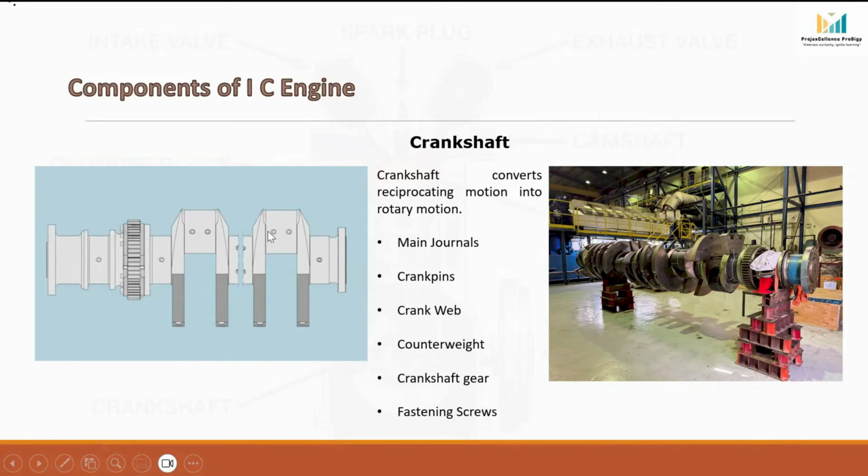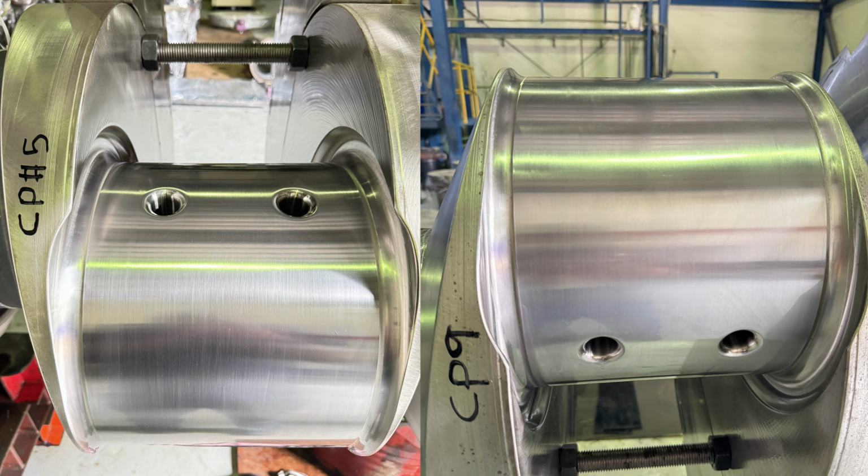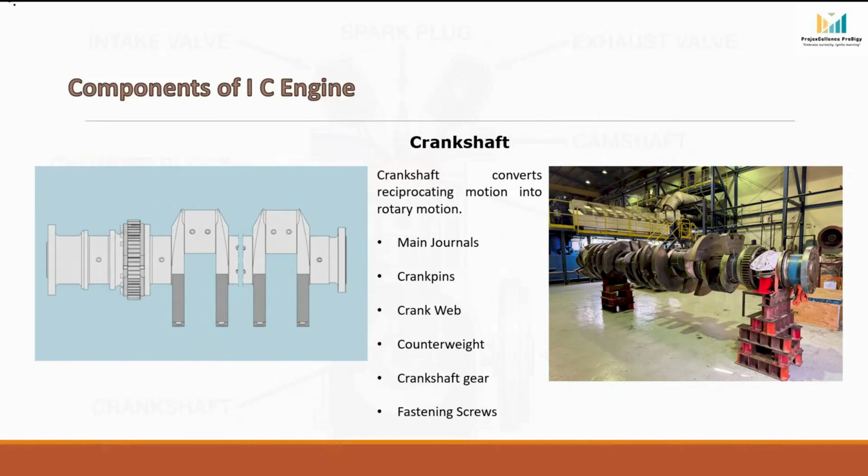Next, these offset portions are called the crank pins. The big end of the connecting rod is mounted on these crank pins. When the piston moves up and down, the connecting rod transfers force to the crank pin. And this is where the actual conversion of reciprocating motion into rotary motion takes place.